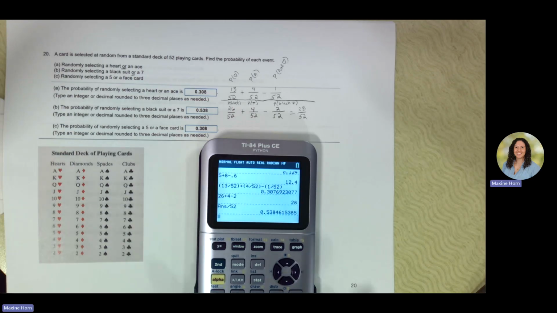And then for part C, randomly selecting a 5 or a face card. Oh, you know what? You know how I was hesitant before when I was talking about the face cards? Face cards don't include aces because aces don't have faces on them. So just the king, queen, and jack have faces. Okay, so let's do this one.